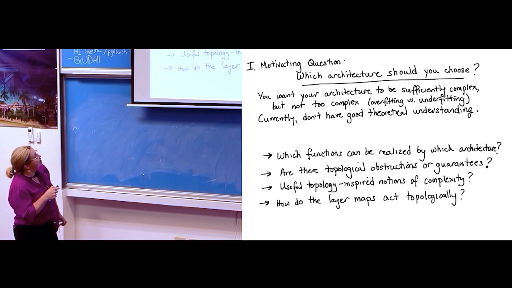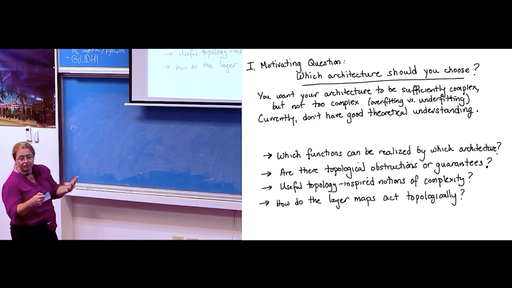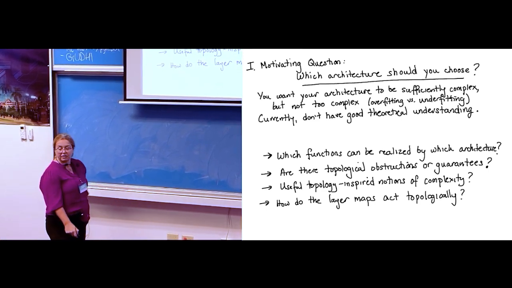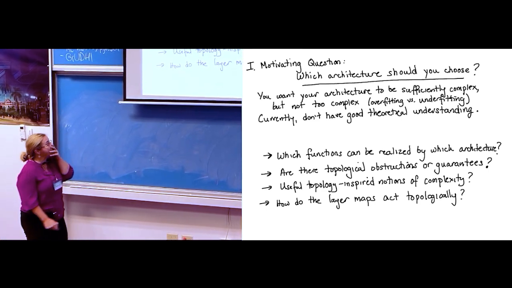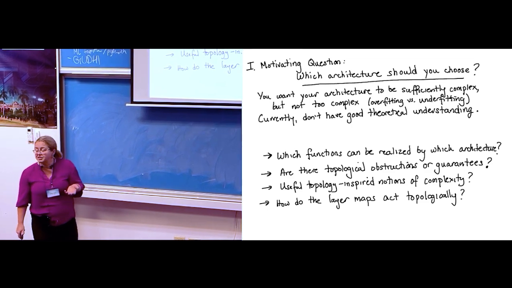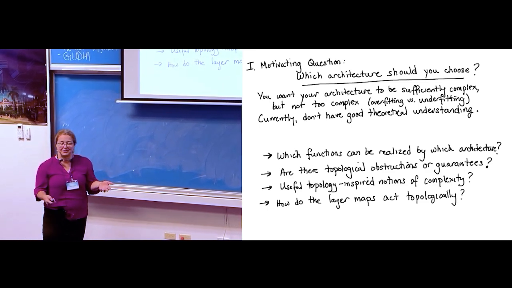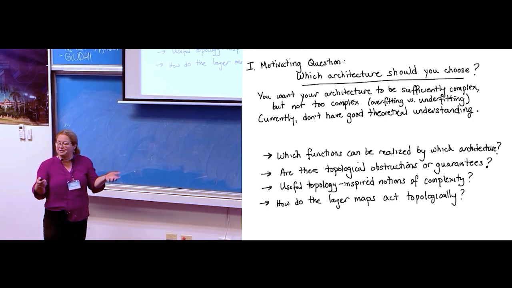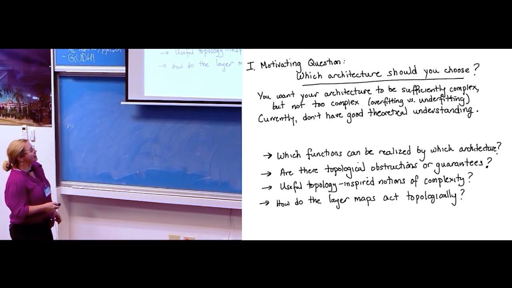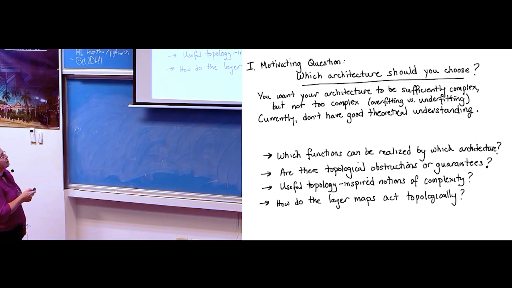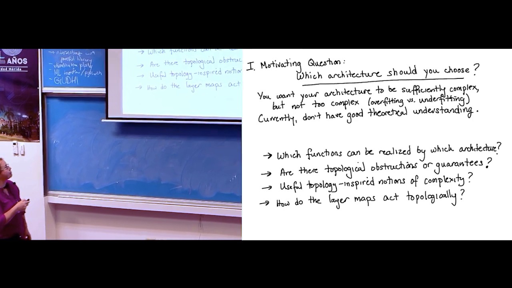Currently, there really is not yet a good full theoretical understanding of how to pick an architecture. In fact, there's an entire field of study called neural architecture search, which has to do with trying to figure out which architectures often work better. So hopefully, as mathematicians, topologists, geometers, and so on, we can contribute to this.